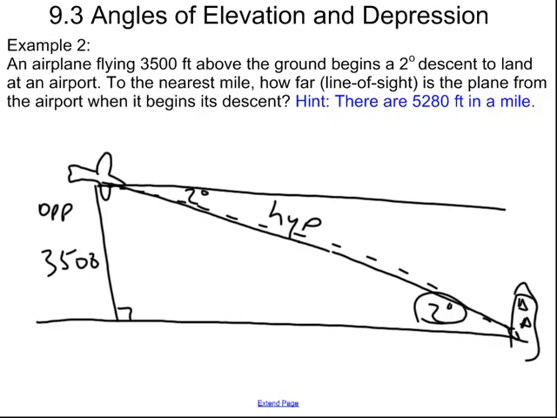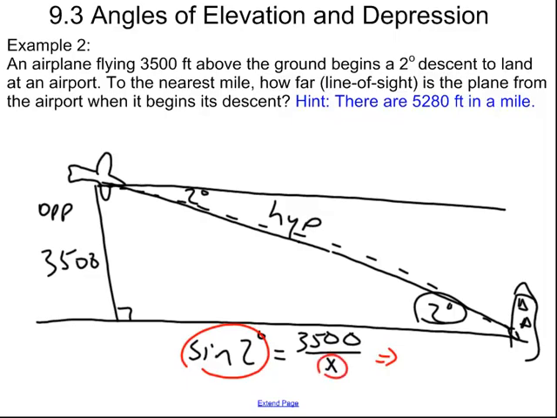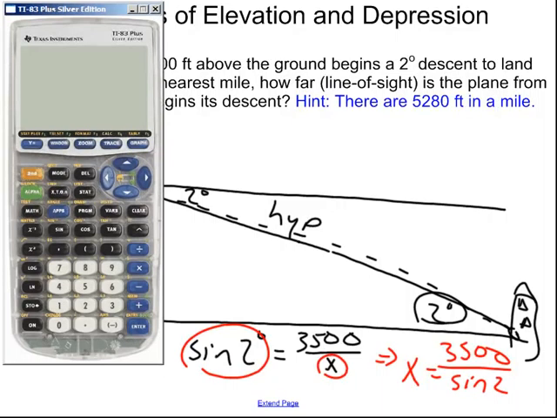The sine function does. So the sine of 2 degrees is equal to the opposite, 3,500, over the hypotenuse, which is what I'm trying to find. Those of you that have been in my class know we can switch the two around. The sine of 2 degrees and the x can be switched. And so x is equal to 3,500 divided by the sine of 2 degrees. Well, what is 3,500 divided by the sine of 2? Let's find out.